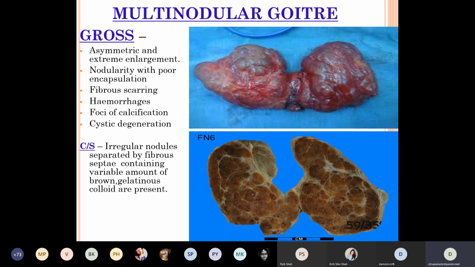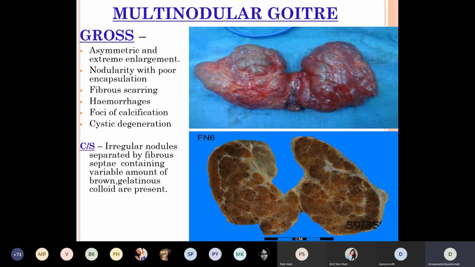Grossly, what will you say? Asymmetric, extreme enlargement. There is nodularity with poor encapsulation. On the lobes you can see the capsule is not clearly visible, but it is there. Capsule will be there in a benign condition. So it is nodularity with poor encapsulation, and fibrous scarring. On the cut section, you can see white scars, fibrous septae, which are separating the nodules. Sometimes there will be hemorrhage. What is hemorrhage? Collection of blood.